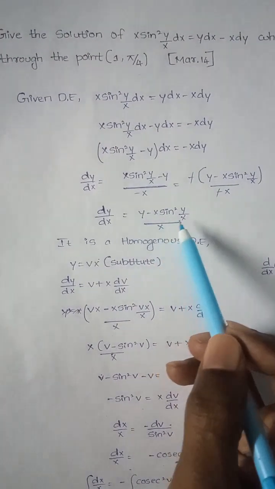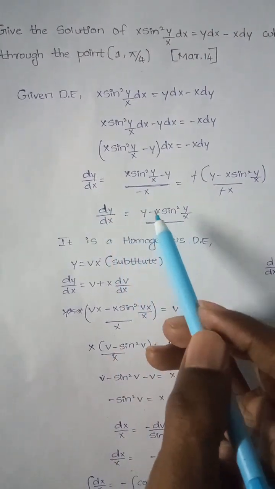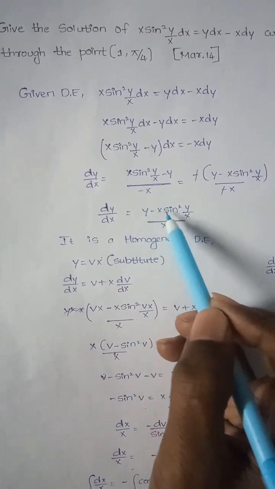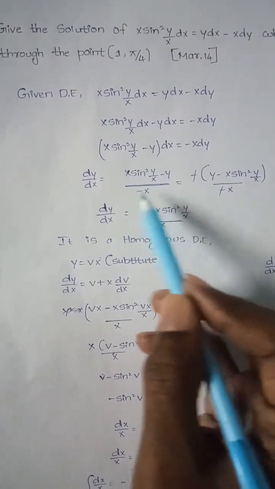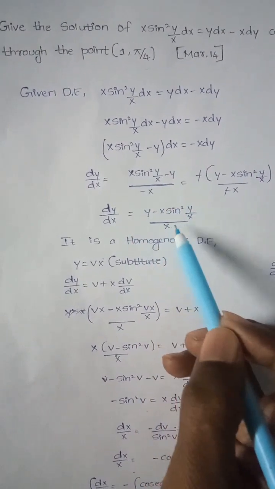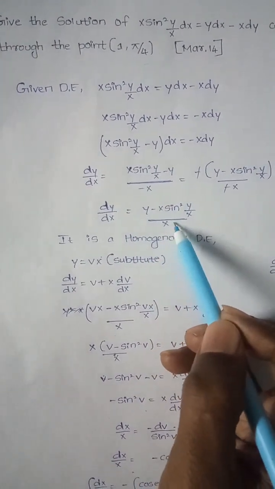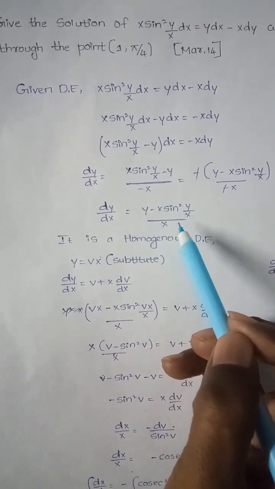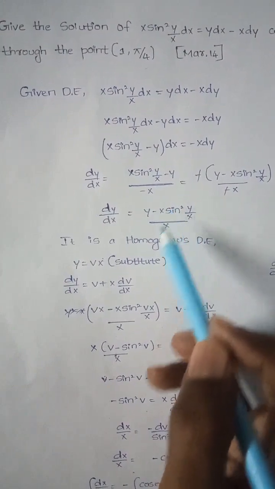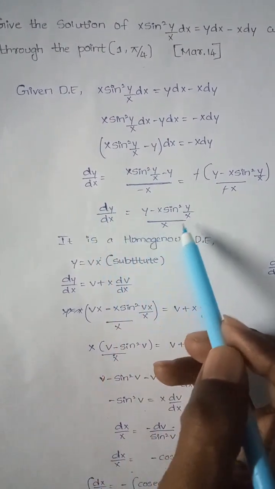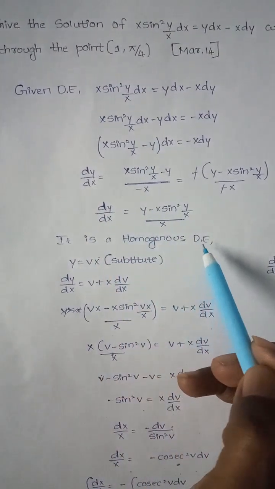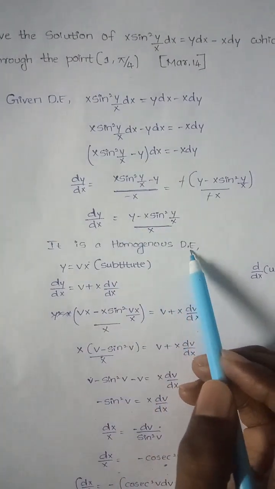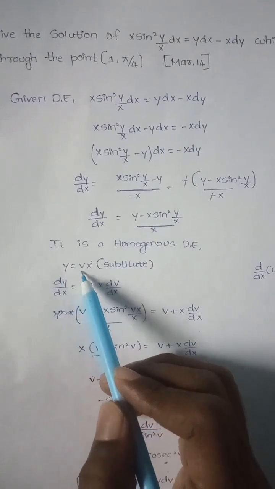And here in this differential equation, we can see that in the numerator the power of y is 1 and power of x is 1. Therefore the highest power in the numerator is 1, and in the denominator the power of x is 1, so the highest power is 1. In the numerator and denominator the power is 1, that is common. Therefore we say that the differential equation is a homogeneous differential equation. So whenever we get a homogeneous differential equation, we need to substitute y equals to vx.